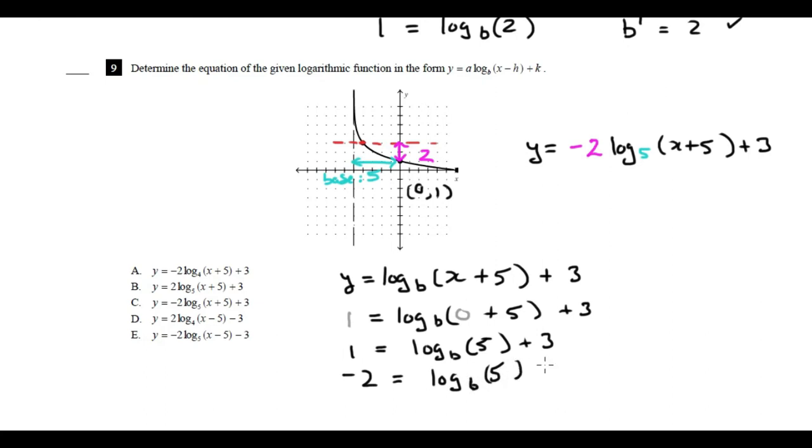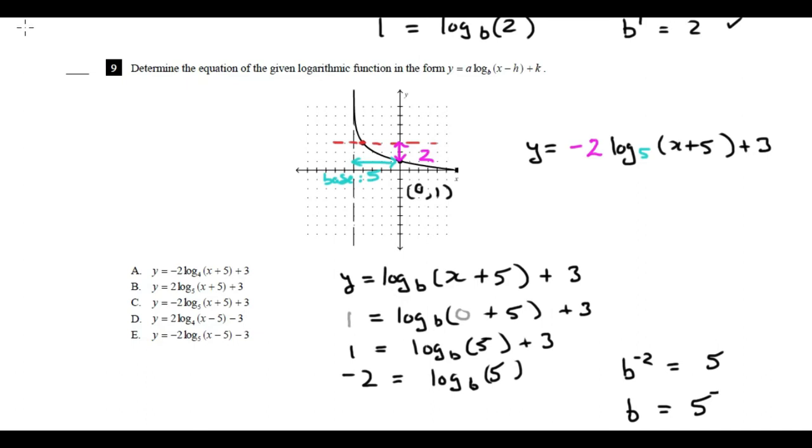And now we'll go to exponential form. That would mean b to the power of negative 2 has to equal 5. And we can raise both sides to the power of negative 1/2. And we'll get b to the power of 1 equals 5 to the power of negative 1/2. And that is definitely a messed up base. So this is the base we're going with.